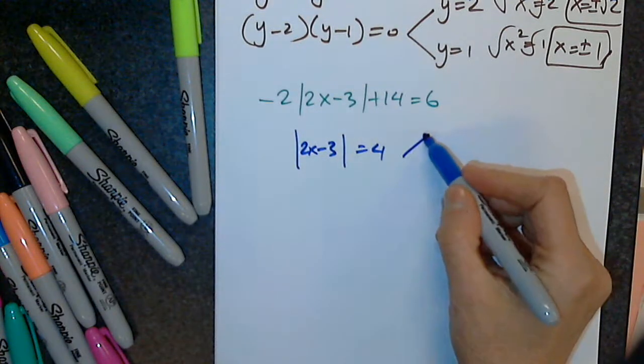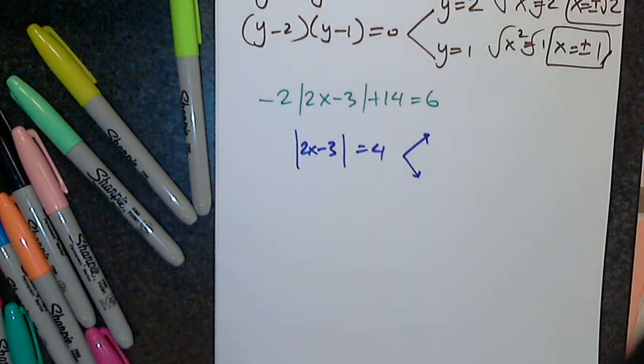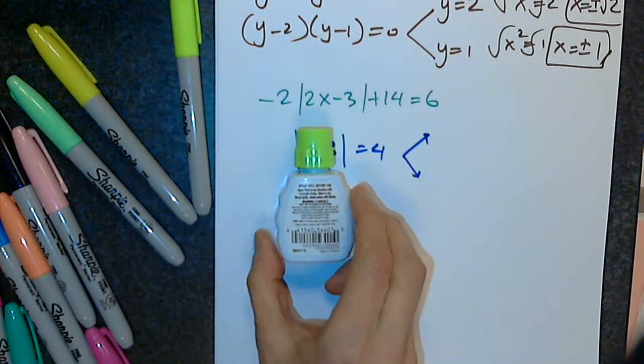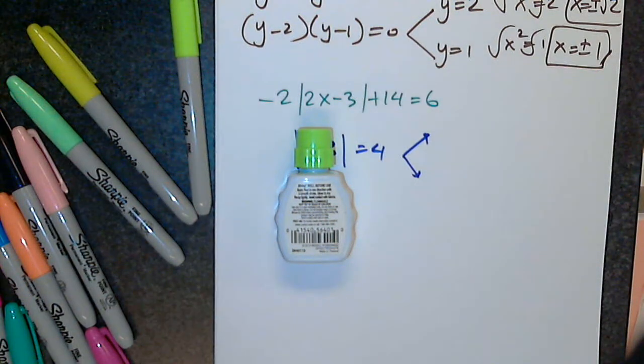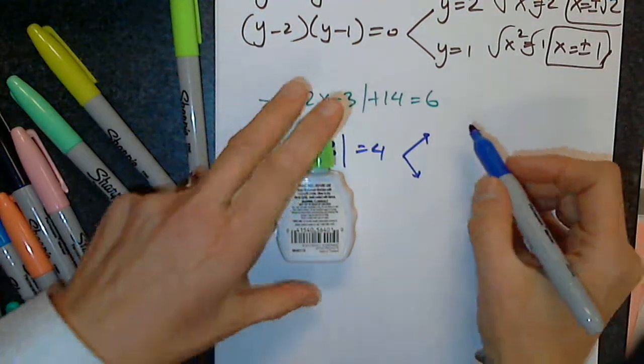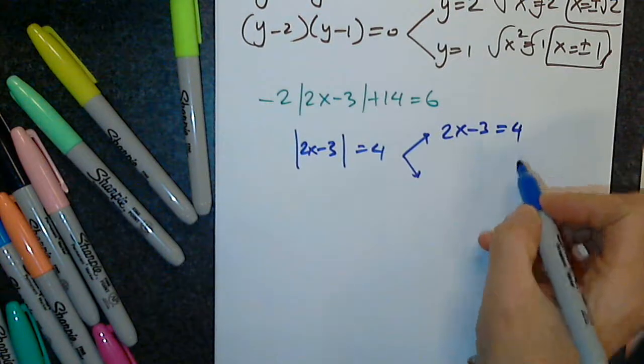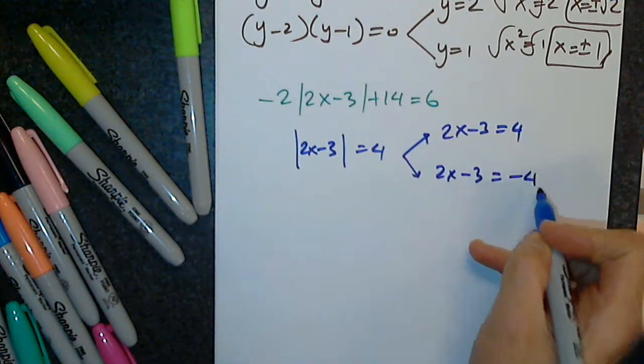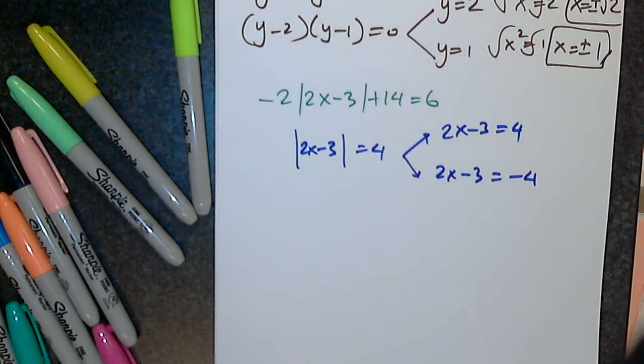And now I know there are two possibilities here. What can this inside be? What are the options for the inside? 15? No, because the absolute value of 15 is not 4. 39? No, because the absolute value of 39, I'm trying to be funny. That's it. So 2x minus 3 can be 4, or 2x minus 3 can be -4. That's how I build, and I hope I'll help you think.